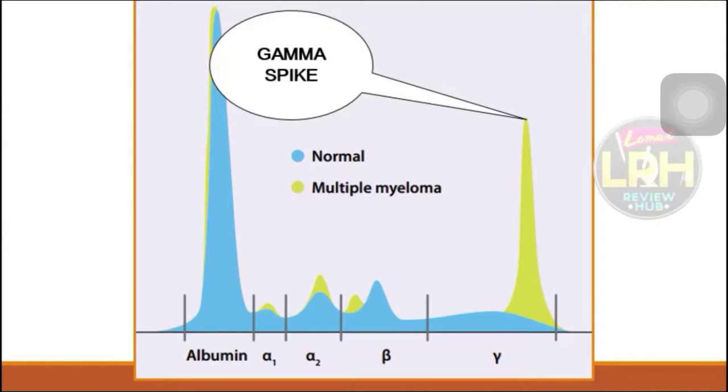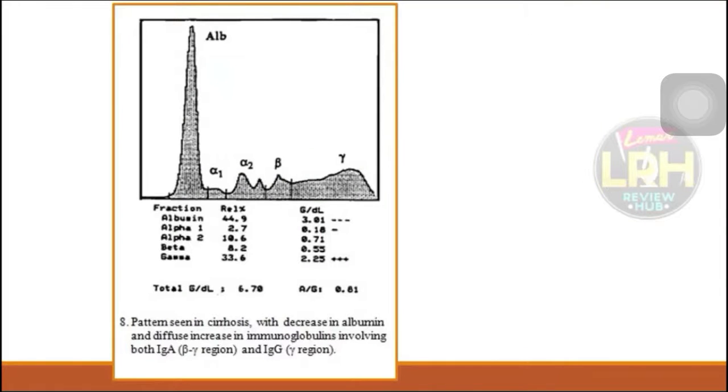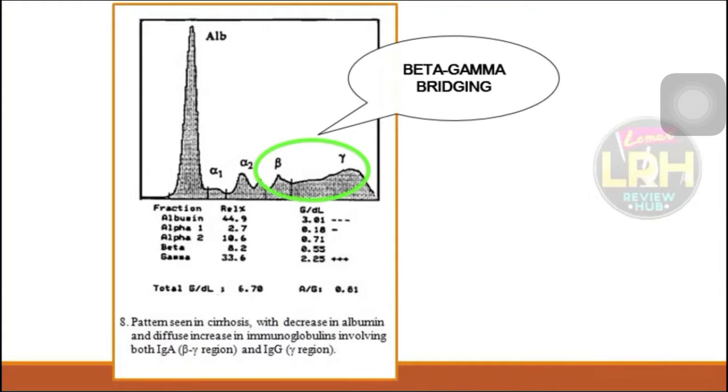And also, okay, if you notice po, in this pattern, we have bridging. Bridging with the beta and gamma. We call that beta-gamma bridging, which is usually seen po in cirrhosis po. Again, this pattern is seen in cirrhosis with, of course, diffuse increase po in immunoglobulins po, involving both IgA po and IgG po. So, IgA, of course, in the beta-gamma region po, and IgG in the gamma region.